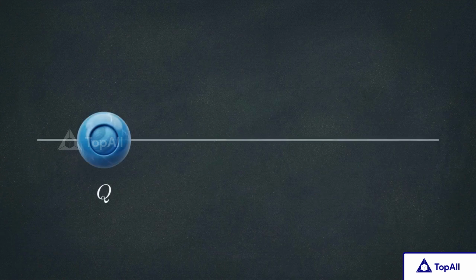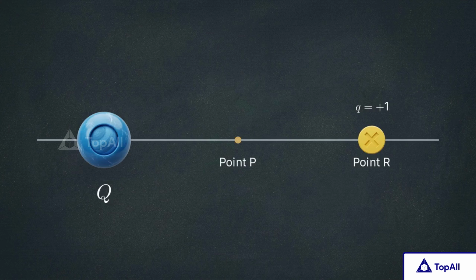To visualize this, we place a unit positive charge, a particle with a value of exactly 1, at an initial starting point, labeled point R. In this schematic, the unit charge moves towards point P.